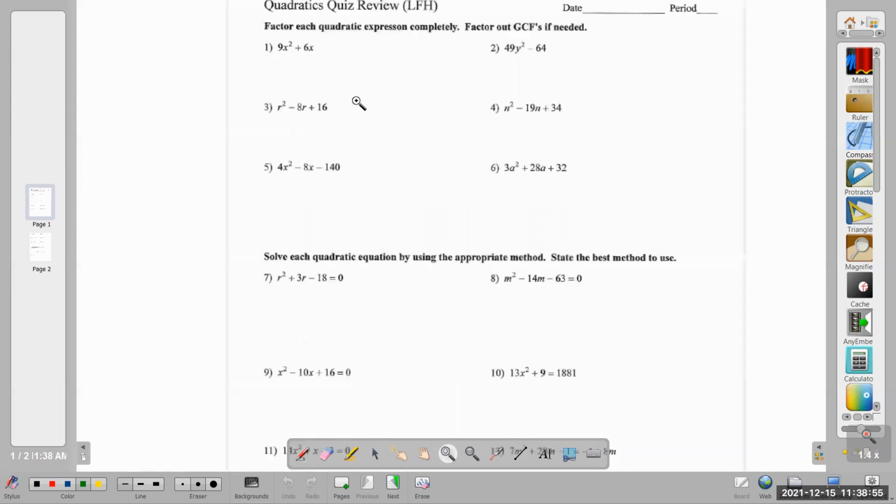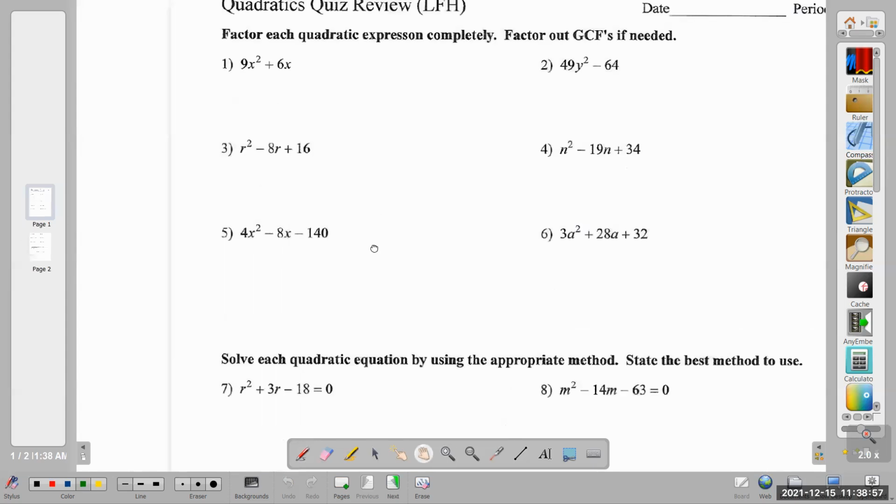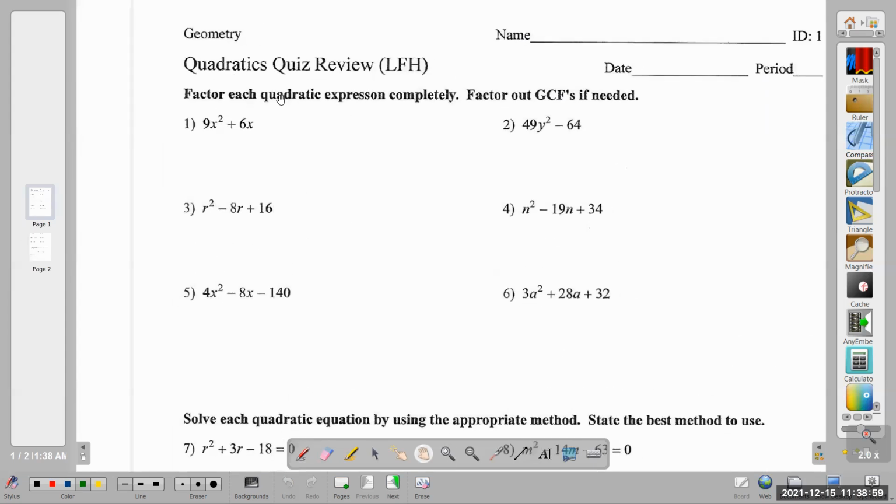I can magnify this, blow it up a little bit. I can move this around. And in this case, we're factoring a quadratic expression. We're factoring out the GCF, the greatest common factor. And so to do that, the greatest common factor in number 1 is 3x. I'll factor that out, and that will leave us with 3x plus 2, so forth and so on.